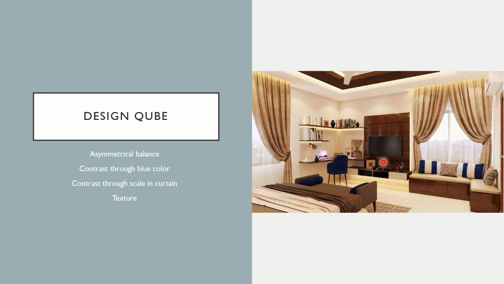Moving ahead, in this picture, I can see the asymmetrical balance. We can see the contrast with this blue color as well. We can see the scale, as we have the large curtains here, and we can find the texture on this rug as well, and these kinds of packaging.